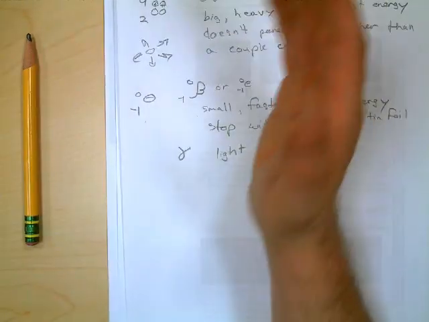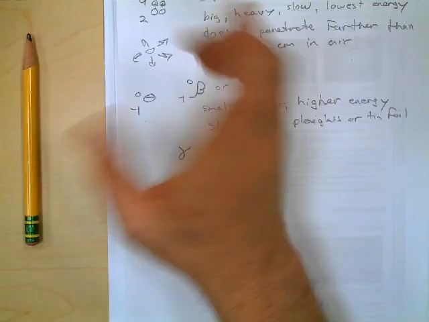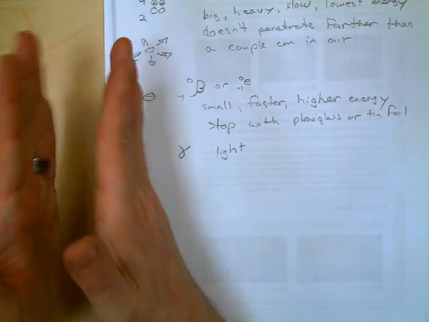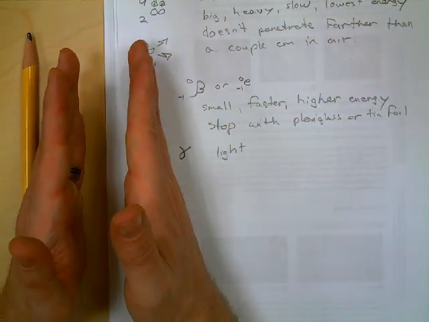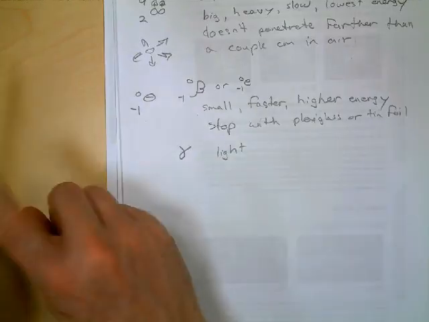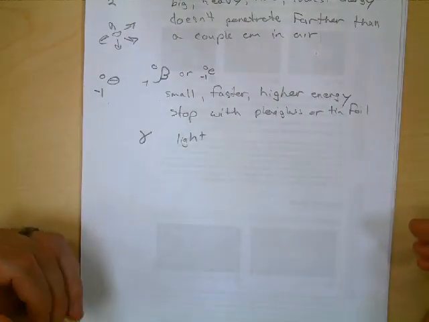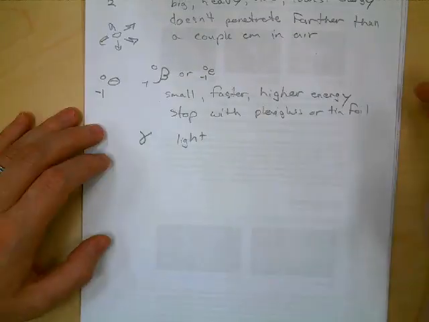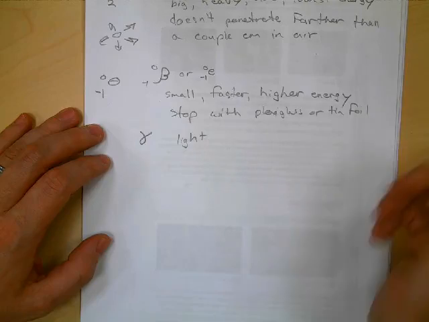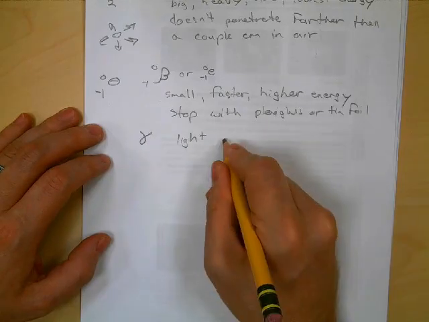To stop the gamma, you would need about a few centimeters like this of a very, very dense material like lead. Lead can stop gamma. So like when you go to the dentist's office and they put the lead apron on there, that's X-rays, not gamma rays, but it would work probably similarly for gamma rays. So it's light, it's very penetrating.